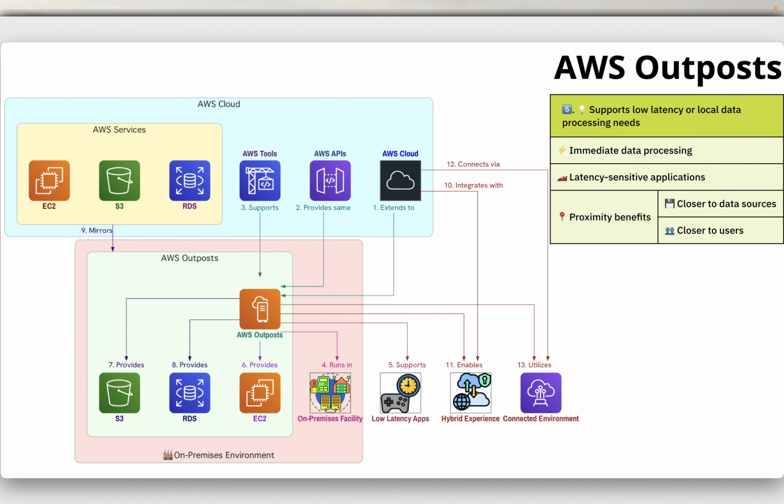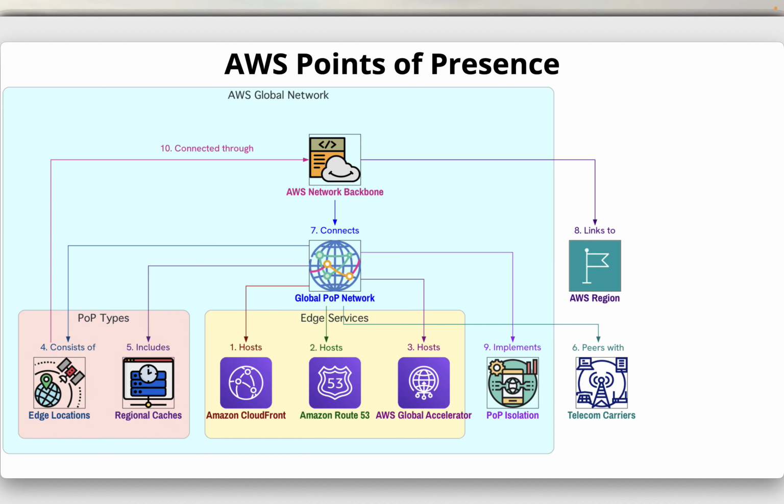So AWS Outposts is perfect for applications that require immediate data processing or are sensitive to latency by remaining closer to data centers, data sources and users. So in this case, you don't have to traverse the internet because you are basically installing AWS cloud onto your data centers. Okay, AWS points of presence.